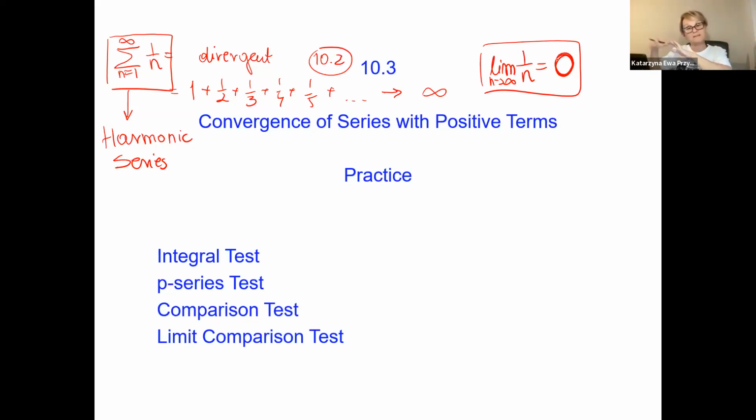That means the main statement is, if the limit of the sequence is 0, we know nothing about the convergence or divergence. We have to use different tools, different tests. But if the limit is different than 0, no chance for convergence. It's always divergent. That is the test for divergence, the term divergence test.